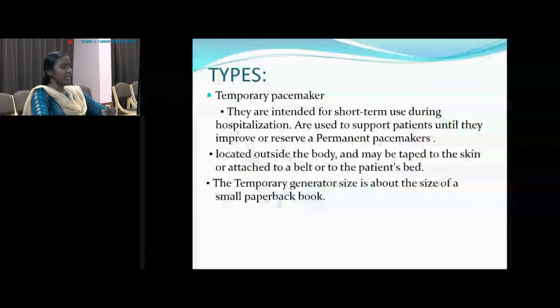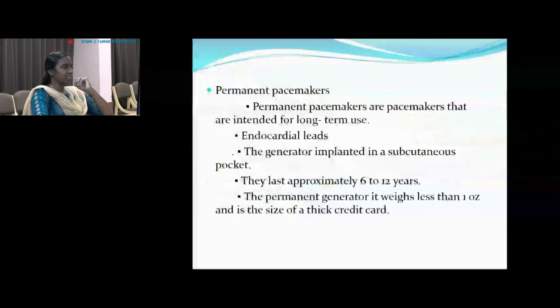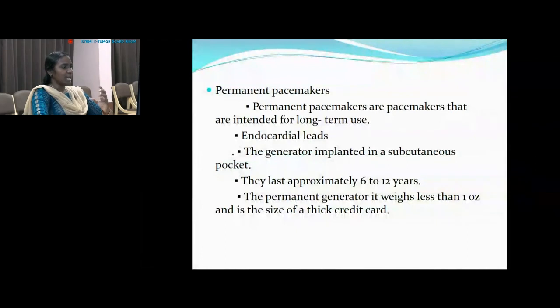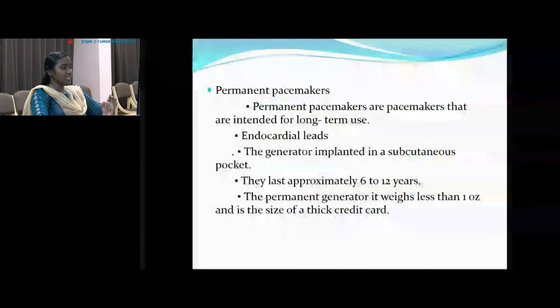And permanent pacemakers are intended for long-term use. Here we are using endocardial leads. The lead should go inside the chambers, and the generator is implanted in a subcutaneous pocket, and they last approximately 6 to 12 years. The battery may last for 6 to 12 years, and usually 6 months before that, the battery will give a signal that it is going to deplete. So within that period the battery should be replaced. And the permanent generator weighs less than 1 ounce and is about the size of a thick credit card.